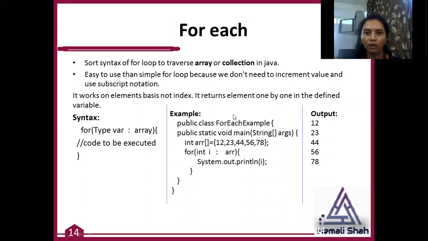Now let us talk about the for each loop. This is the shortest version of the for loop which is available to iterate arrays and collections in Java. It is the shortest syntax of the for loop and it is available in Java. It was not available in C. So you must understand this for each loop. It is very easy to use compared to the simple for loop because we do not need increment and decrement statements in our traversal of an array.